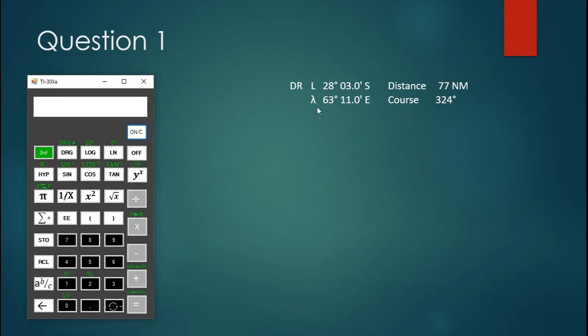So if we're given a latitude and a longitude like we are here, and we're going to go a distance of 77 nautical miles on a course of 324 degrees, we're going to figure out what our new latitude and longitude is by using a calculator here. And this is how we're going to do it.